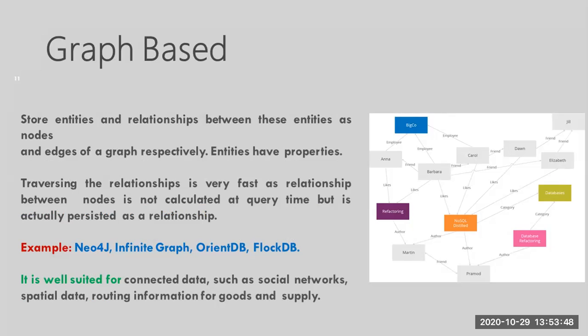Suppose we have to store graphical data, then graph-based NoSQL is preferred, wherein we can store graphical data or data which can be better represented in a graphical mode, like social network connected points, spatial data, routing information, like a supply chain management system. Then it will use the graph-based NoSQL system, where graphical representation is more effectively possible.